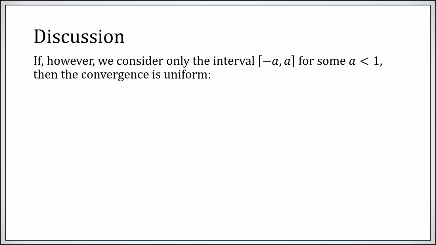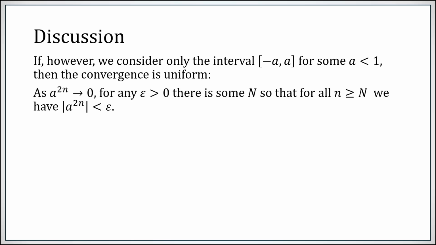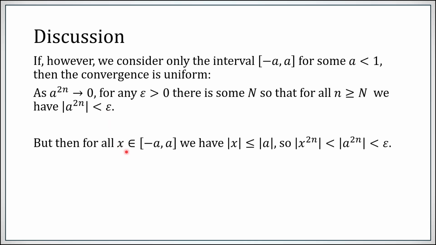If, however, we take the same sequence of functions, but we only consider the interval from minus a to a, where a is less than 1, then convergence is uniform. a^(2n) goes to 0 because the absolute value of a is less than 1. So just considering x equals a, for any positive epsilon, there is a cutoff index capital N, so that past that point, the absolute value of a^(2n) is less than epsilon. However, for every x between plus or minus a, the absolute value of x will be less than or equal to the absolute value of a, in which case the absolute value of x^(2n) will be less than epsilon. And this now holds at every x, so we have uniform convergence.